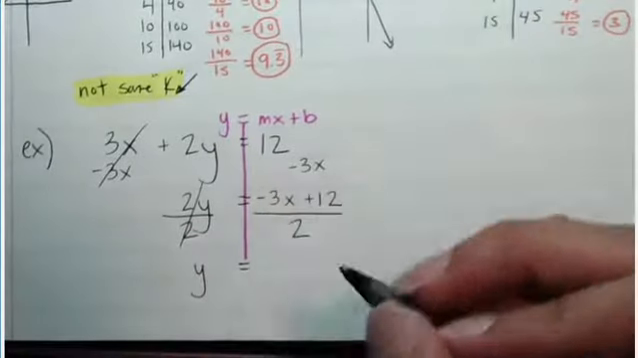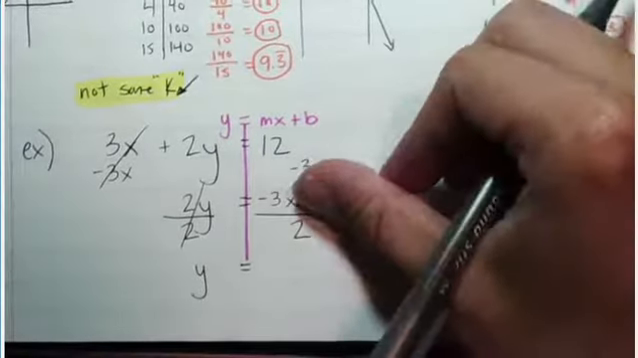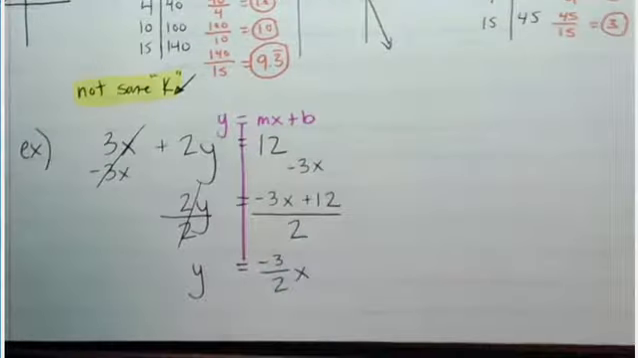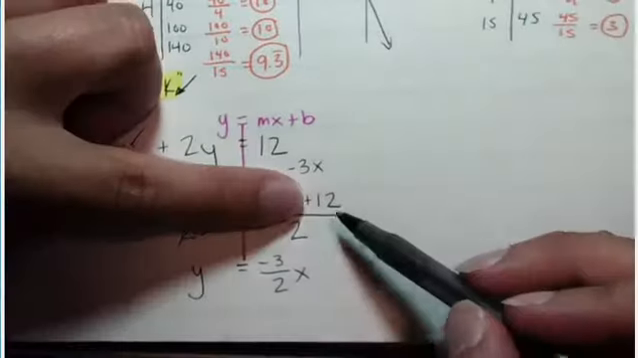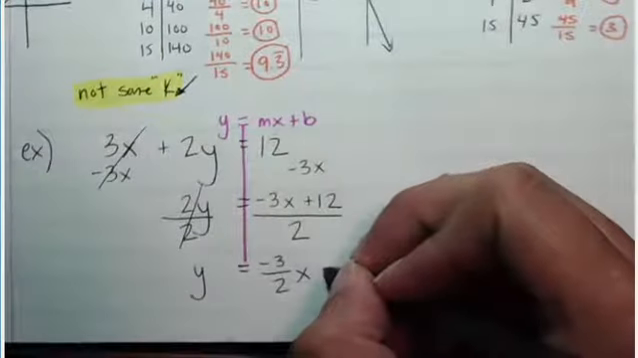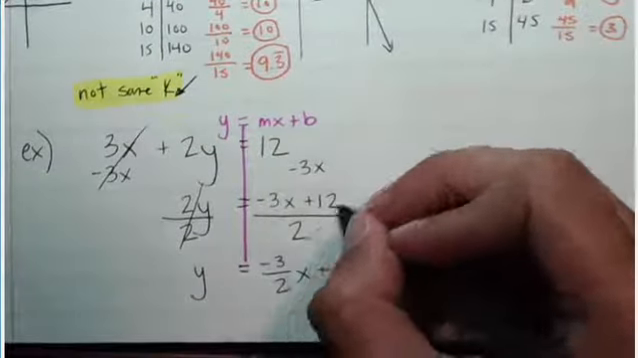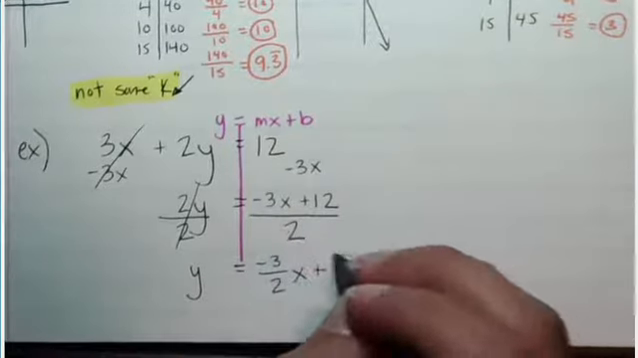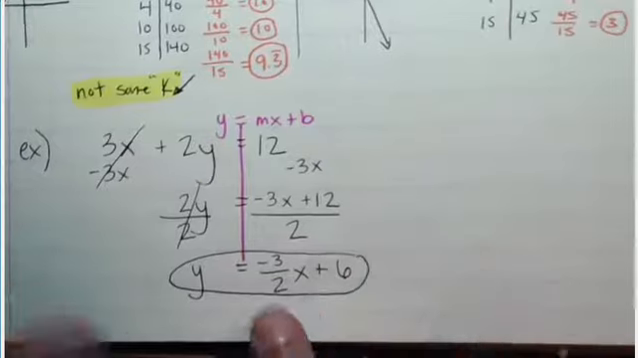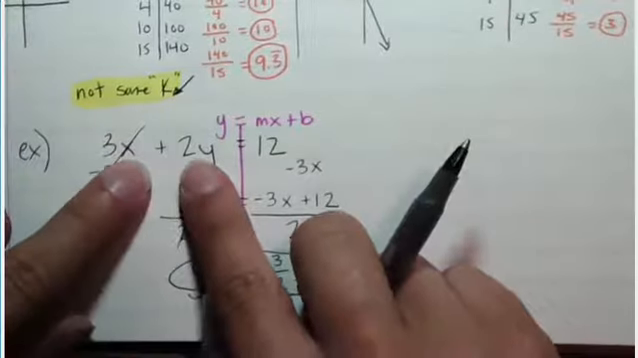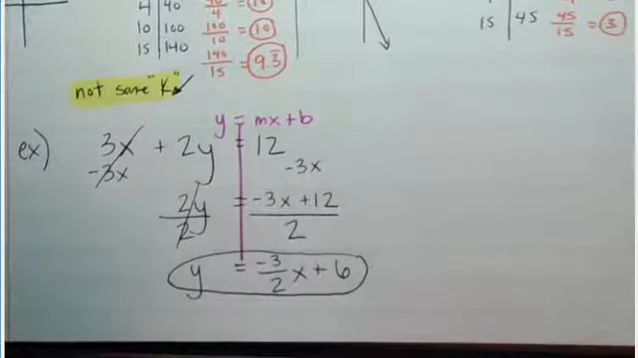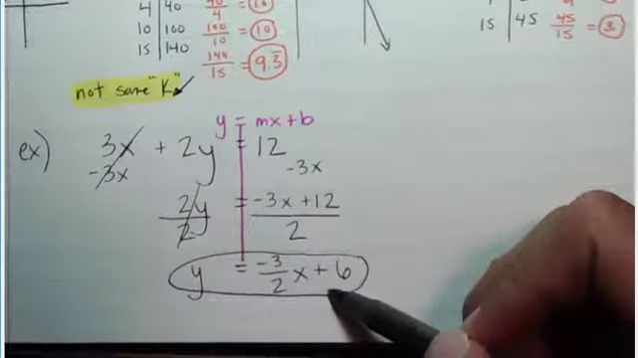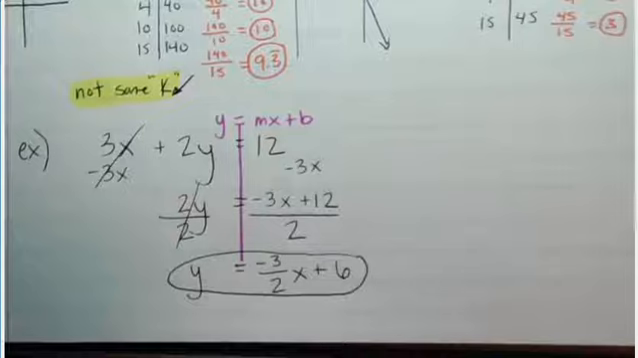I have y is equal to negative 3 over 2x and then 12 over 2, which again 12 over 2 is 6. So I can go ahead and write it that way, or 6 over 1. So this is the equation. This equation is the same thing as what we started with, it's just another form. So I need to determine, is this equation, which is the same exact thing, is it a direct variation?